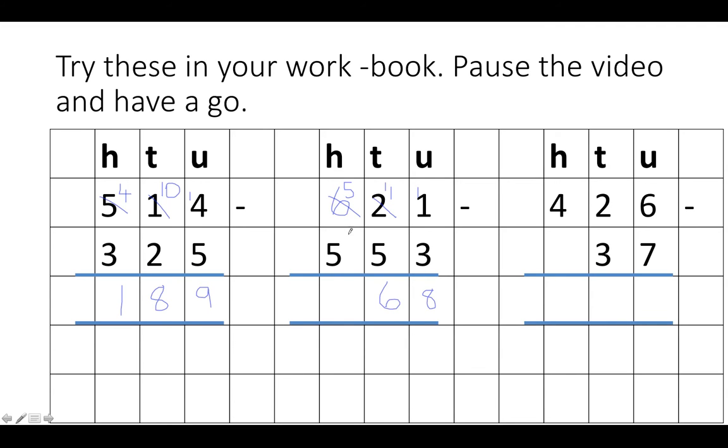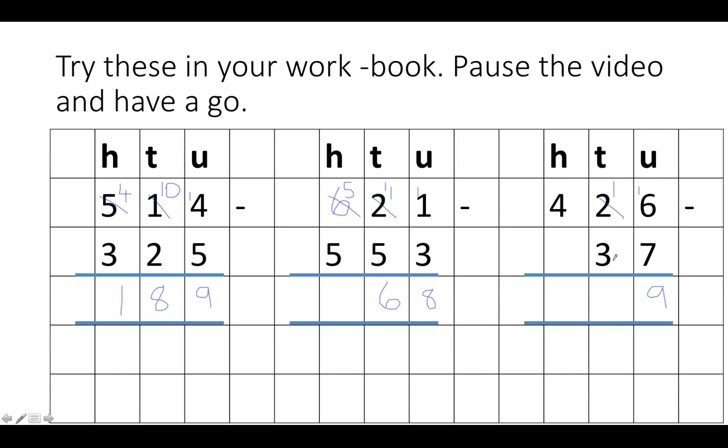And 5 take away 5 is nothing. We don't need to write that in. Last one. Six take away 7, can't do it. Borrow 1. 16 take away 7 is 9.